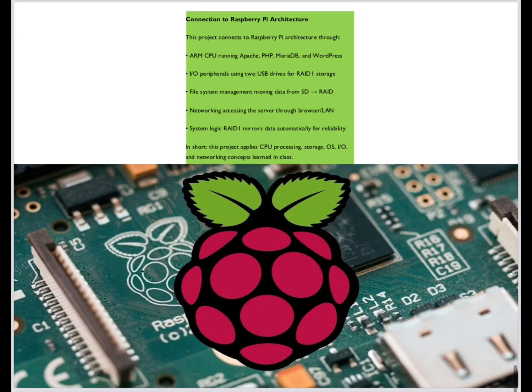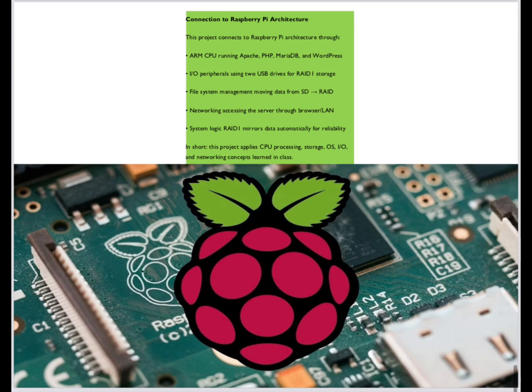Fourth, the file system and storage architecture. The OS boots from the micro SD card, but I later moved the WordPress content to RAID storage. This demonstrated mount points, file permissions, ownership, and ext4 general behavior, all things we discussed when learning about storage layers and system control.